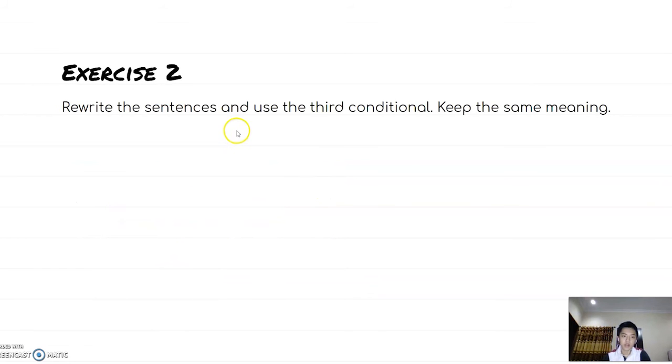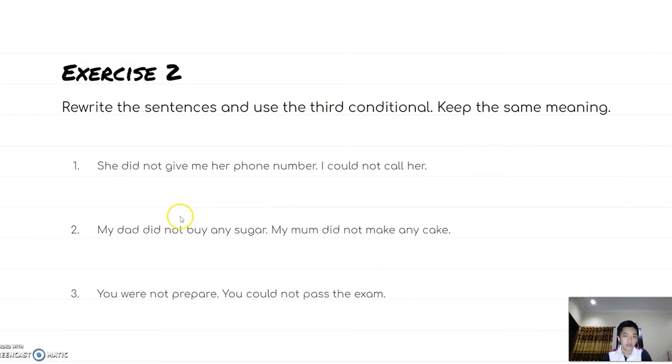Okay, so we move to exercise number 2. In this exercise, we are going to rewrite the sentence and use the third conditional. We also need to keep the same meaning. So these are the normal sentences.